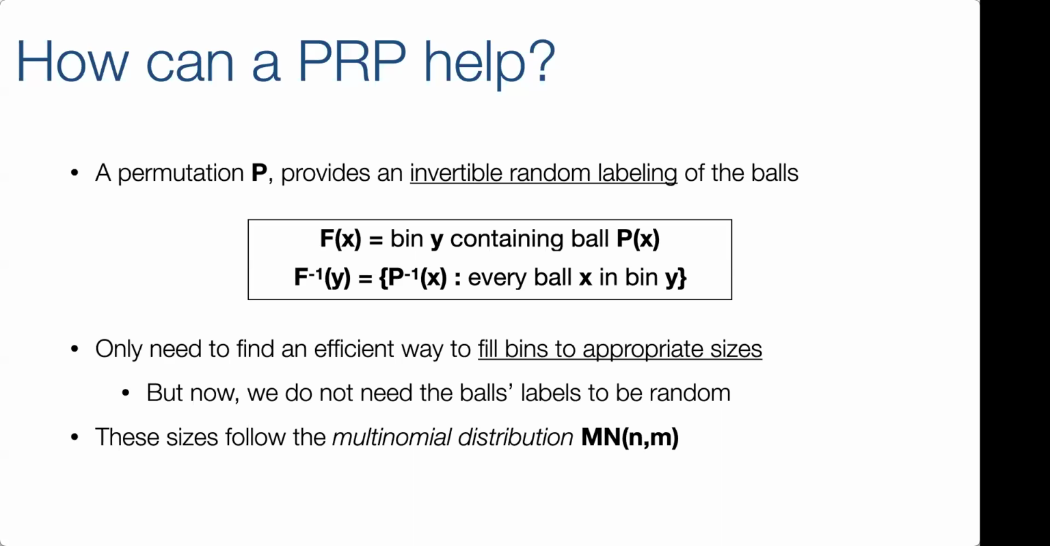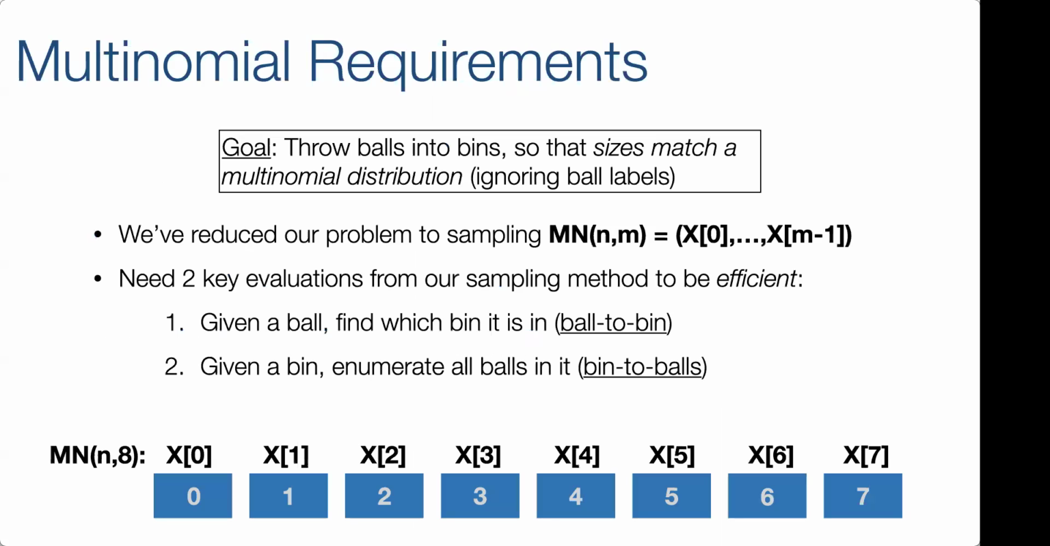Okay, but we're going to focus on sampling this multinomial distribution. Specifically, the multinomial distribution I'll write is x0 to x_{m-1}. These are going to be the sizes of the bins. What we need is 2 key evaluations. Given a specific ball, which bin is it in? I'm going to call this a ball-to-bin evaluation. And given a specific bin, I need to be able to list all the balls. These are the same evaluations we wanted for the IPRF, but now I don't care about the labeling. All I care about is that the sizes match the multinomial distribution.